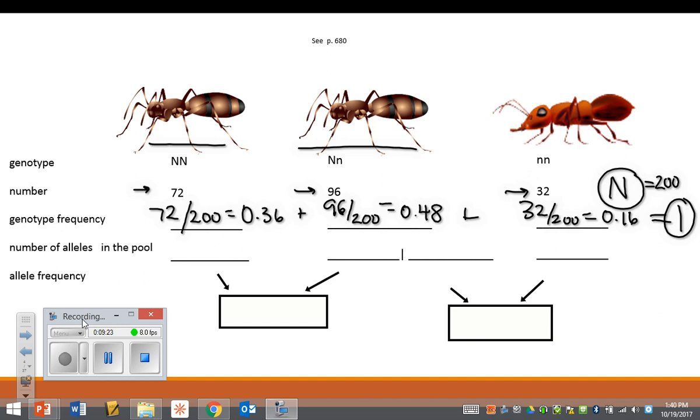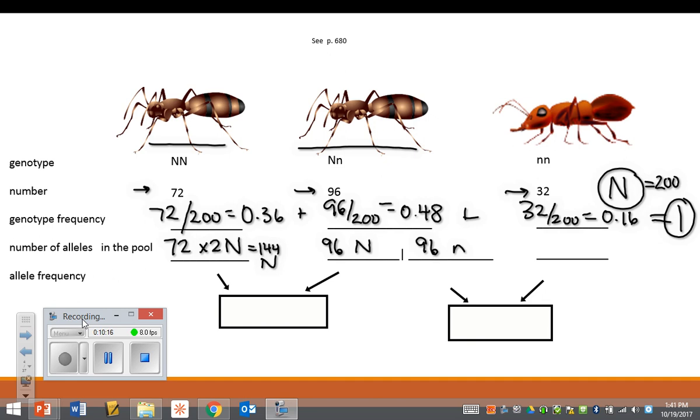Now, if we move to the next step and we ask ourselves, okay, how many alleles does that actually represent? Someone who is homozygous dominant for a trait has 2 copies of the dominant allele. So in this one, there are 72 organisms, and each of them have 2 copies of the dominant allele. So that gives me, over here, 144 of the dominant allele. The organisms who are heterozygous have one of each allele. That tells me that I have 96 copies of the dominant allele and 96 copies of the recessive allele.